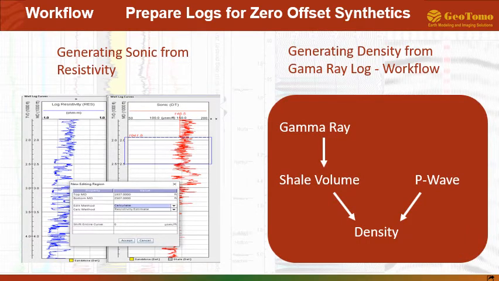The clip on the left from TIPS shows a sonic log interval being generated from its resistivity using the calculate option. On the right is a workflow required to generate a density interval starting from the gamma ray and the sonic, or its inverse, the P wave.